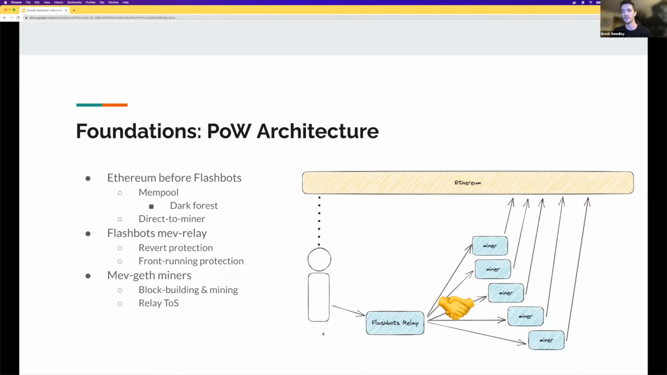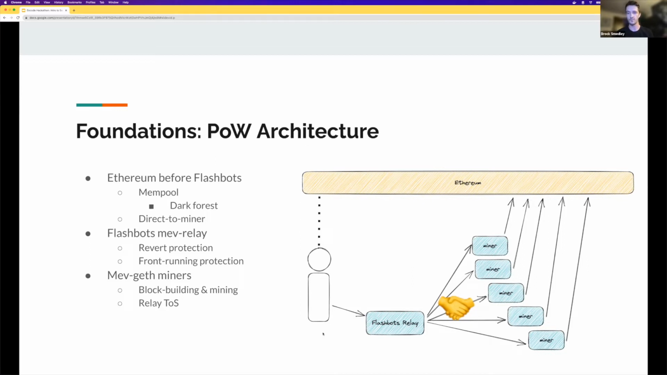These miners run MEV Geth, which is just a modified version of Geth. I'll explain it in a second, but essentially, this is basically a private mempool. Miners connected to the Flashbots relay are bound to this terms of service, and that's why you see the handshake emoji there. There's a trust assumption that exists here that miners aren't going to abuse the information that they're getting from the relay. Essentially, all these transactions coming through the relay are generally MEV-rich transactions.